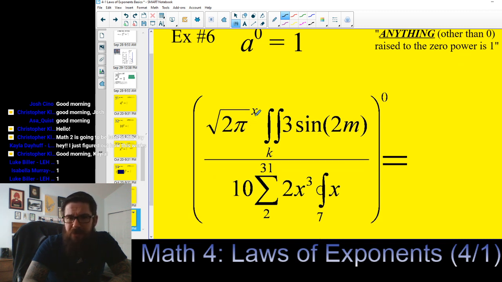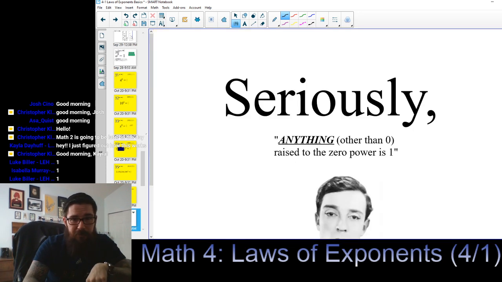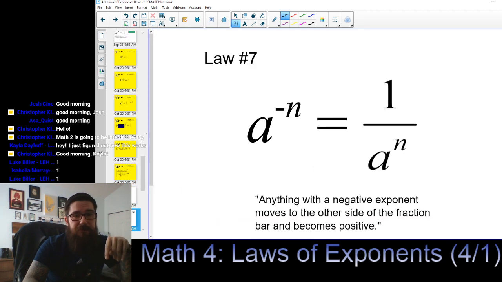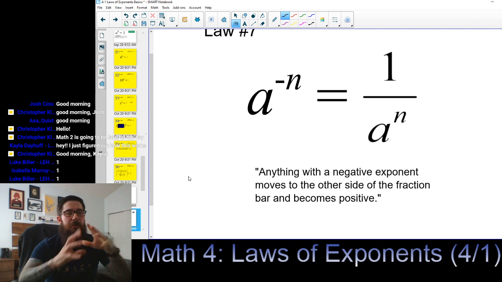Okay, we've got some roots in here, raised to x powers. We have double integrals. We have summations. We have curl, which is like Calc 3 sort of stuff. I don't care. What's the whole thing come out to? There we go. Luke's got it again. Whole thing is going to be 1. If I raise something to the 0 power, your answer is 1. Don't freak out, okay? Unless that number itself is 0. Law 7 I mentioned a little bit earlier.